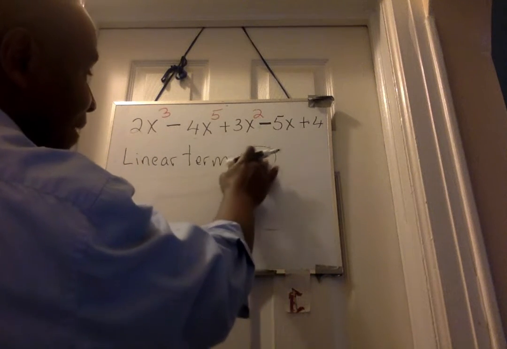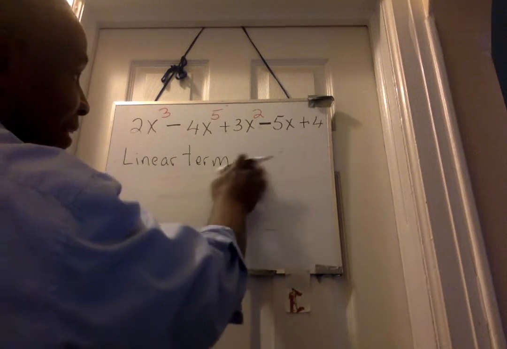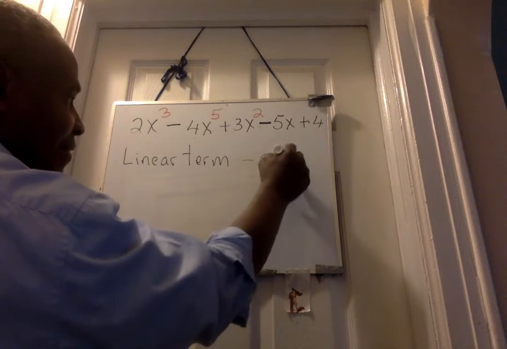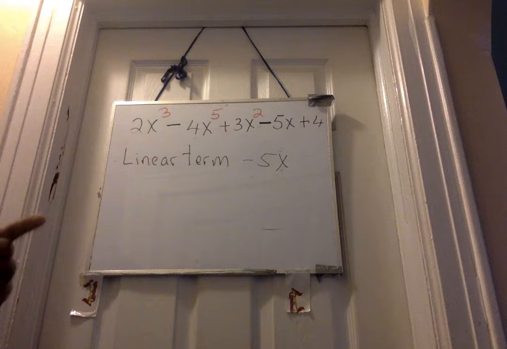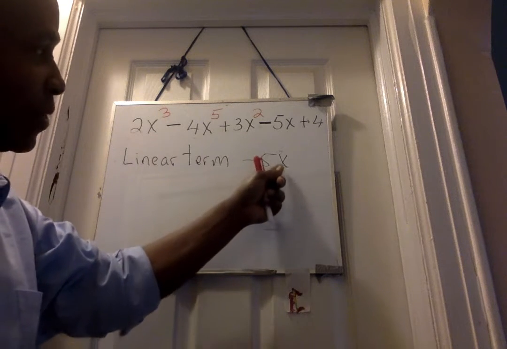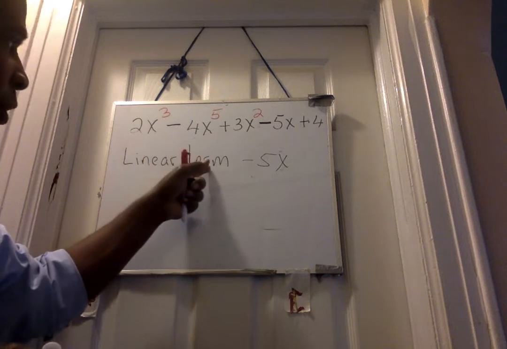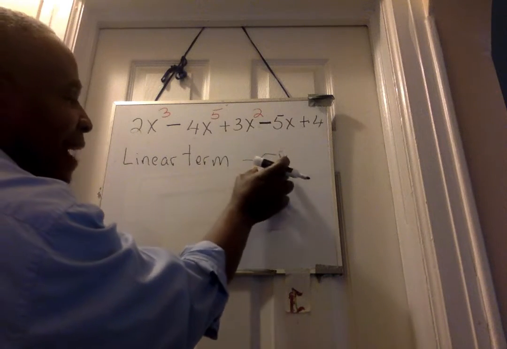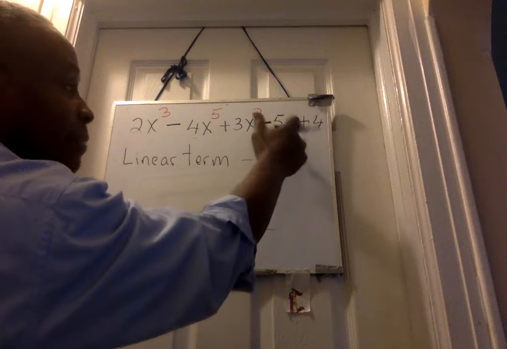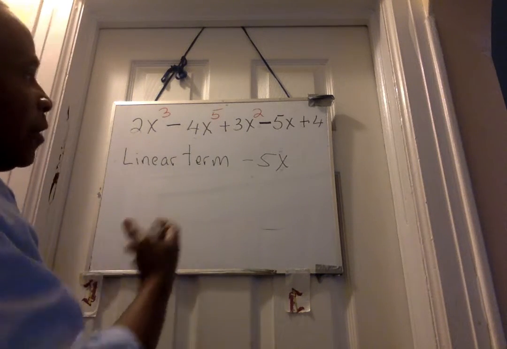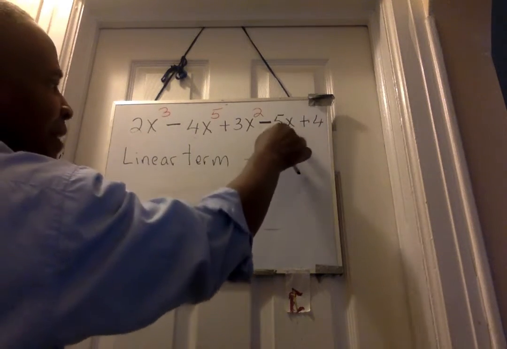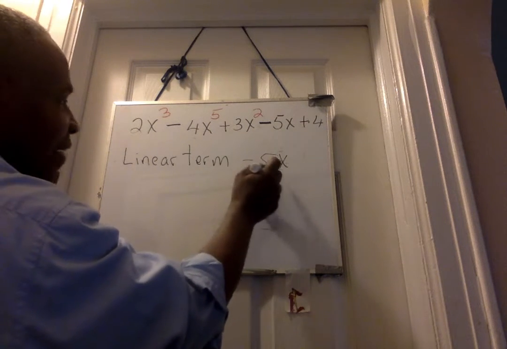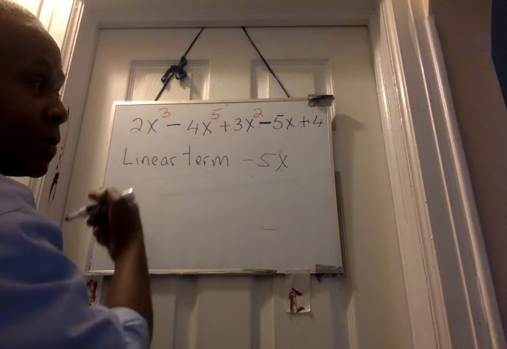Sorry, not the leading, the linear. Okay, so in this one, the linear term would be negative 5x. That would be the linear term because it has the x with the invisible 1. So linear term is the term that has the x with the invisible 1 as the exponent. So in this one, that would be the linear term, but take it with the sign in the front. So negative 5x is the linear term for this polynomial.